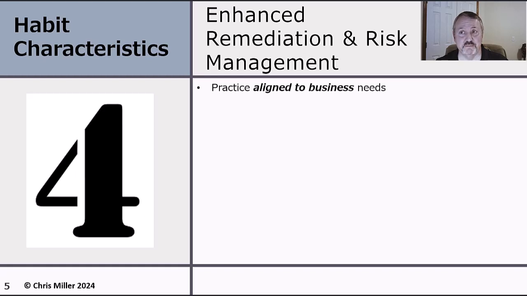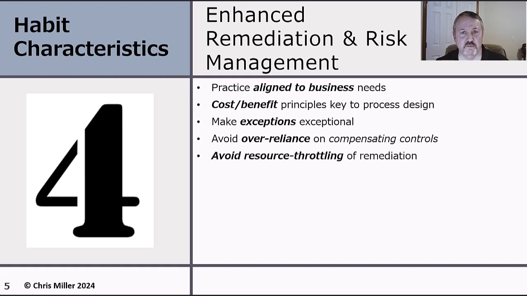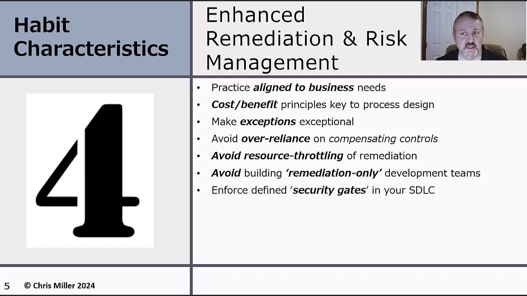First of all, your practice must be aligned to your organization's business needs. All of your process design must leverage cost-benefit principles in both construction and practice. Make exceptions exceptional. It is a complete waste of time and money to build an exception factory. Try to avoid over-reliance on compensating controls as factors in risk acceptance. Avoid resource throttling of remediation. Quantify your organization's risk tolerance and align your practices accordingly. Avoid building remediation-only development teams, as your other development teams will have no incentive to stop the introduction of new flaws into your environment. Enforce defined security gates in your SDLC.